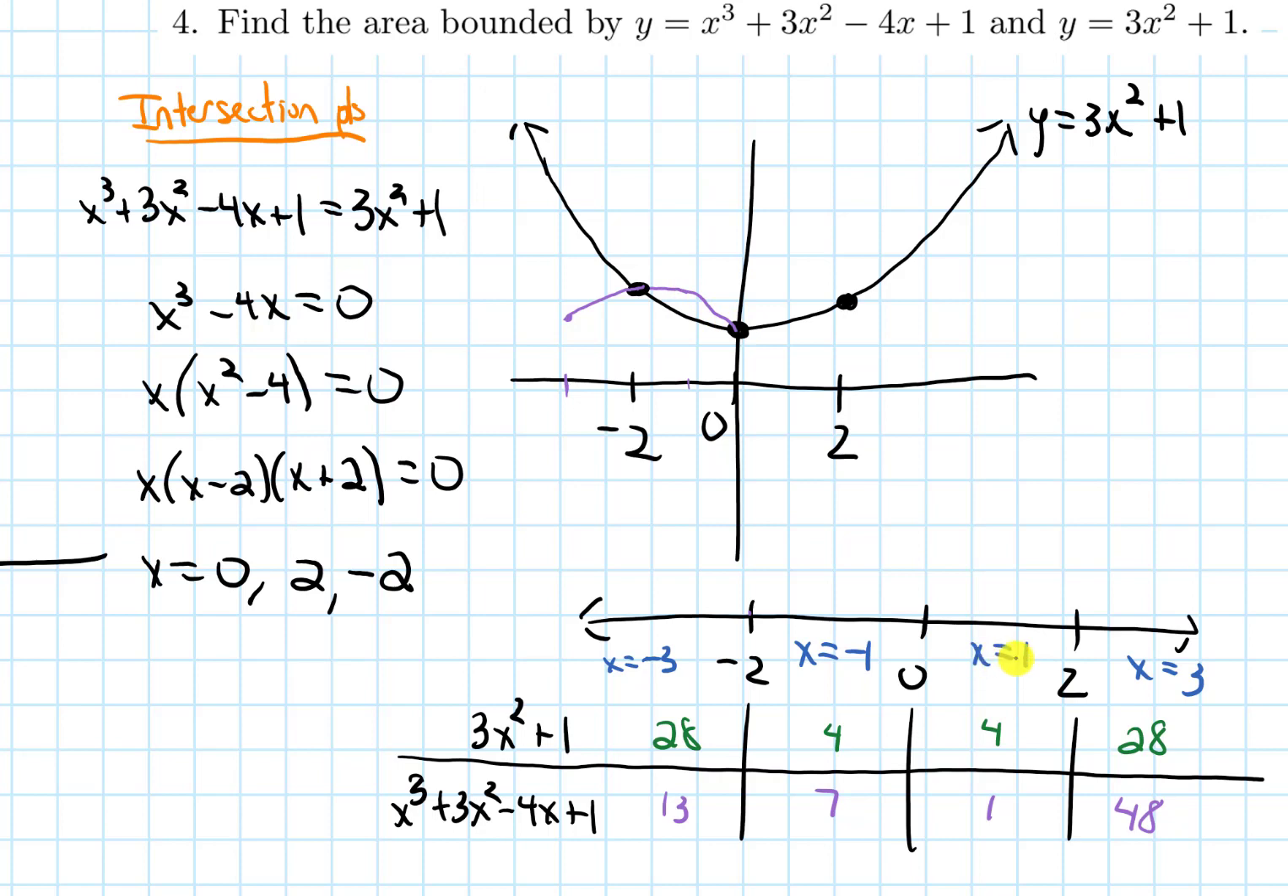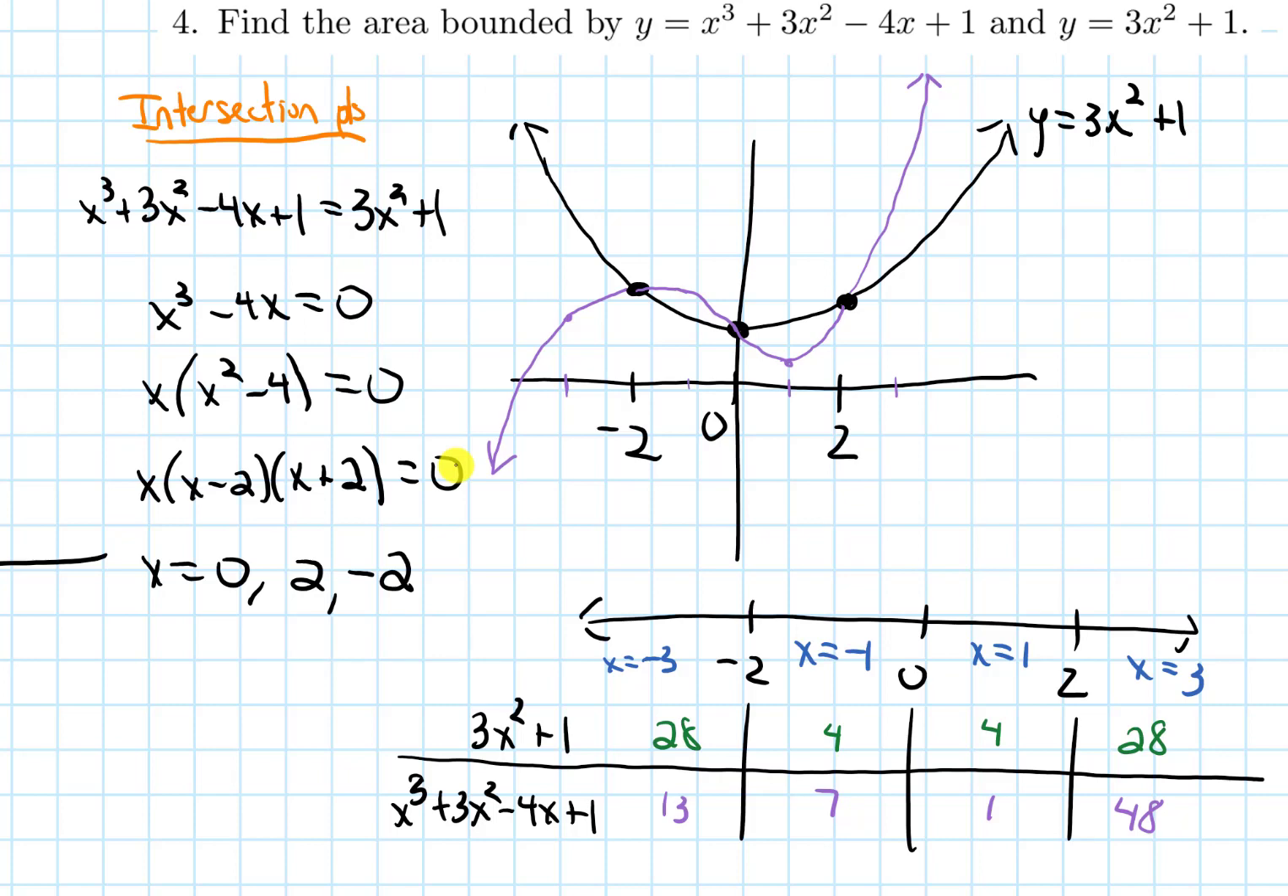And then at x equals 1, the cubic is going to have a smaller output. So at 1, the cubic is going to have a smaller value. Okay, and then it's going to go up and have this intersection point, and then at a value like x equals 3, the cubic has a bigger output. So it'll be higher than the parabola. Okay, so at this point I have a rough idea of the picture. Maybe it's something like this.